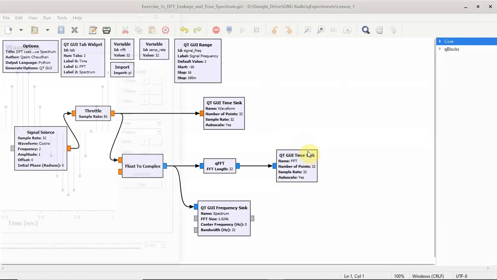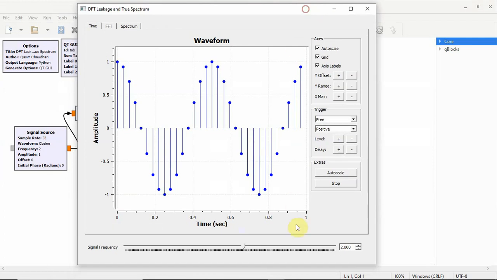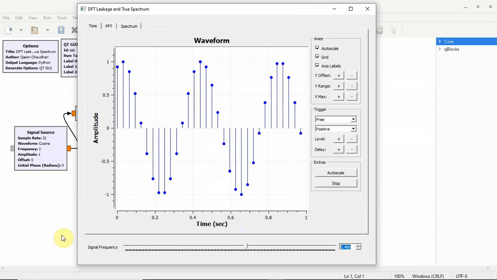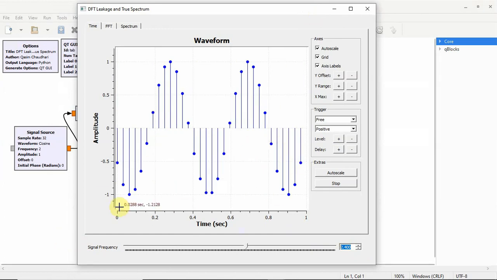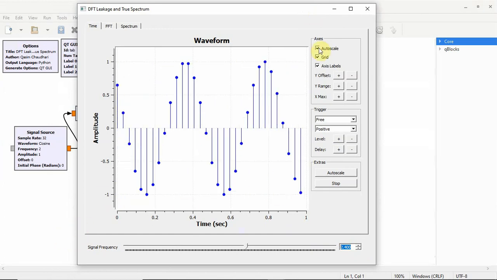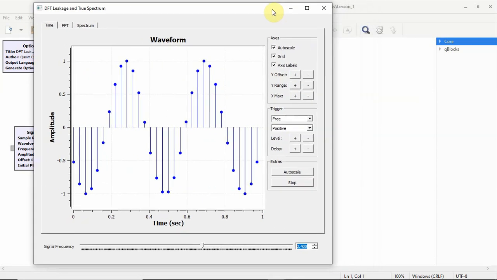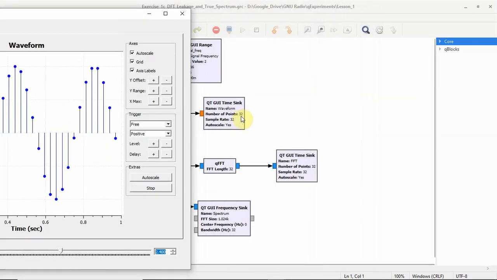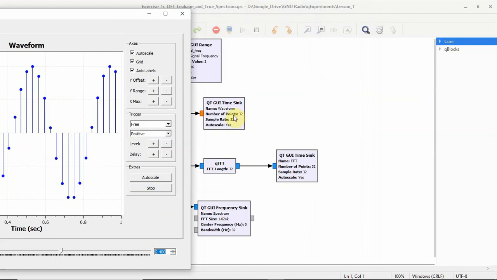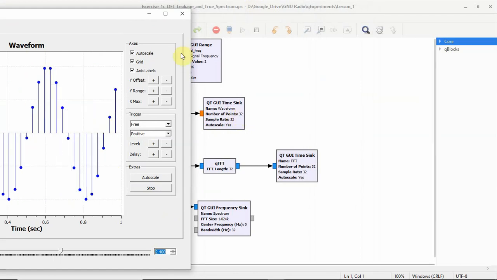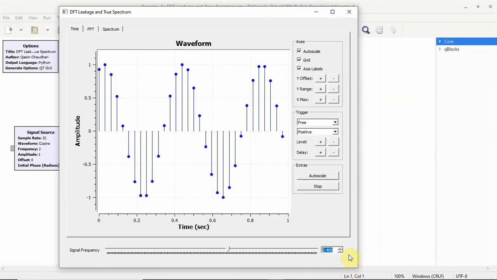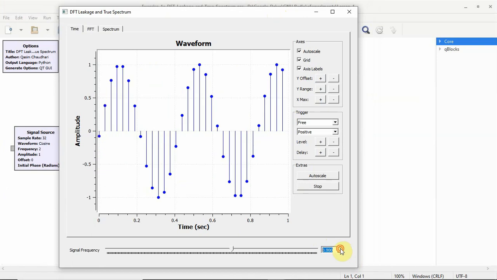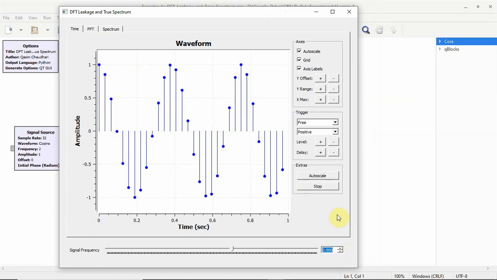Time to move into decimal frequencies. So let us change the frequency to say 2.4. And the interesting thing you will notice here is that the flow graph, which was not moving, has now started moving in the time domain. This is because for the integer frequencies, I had chosen for the time sink to show 32 samples only. And we had an integer number of cycles in those 32 samples whenever the chosen frequency was an integer. So you will see it will stop.